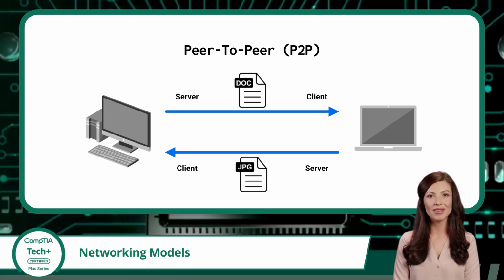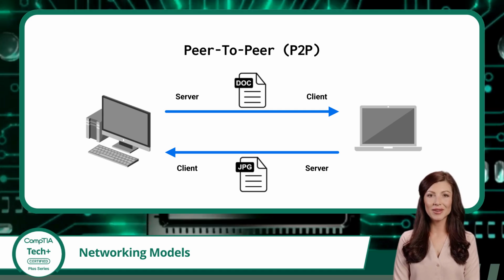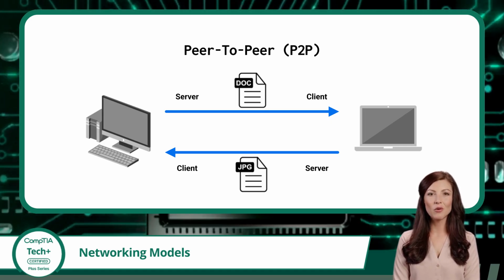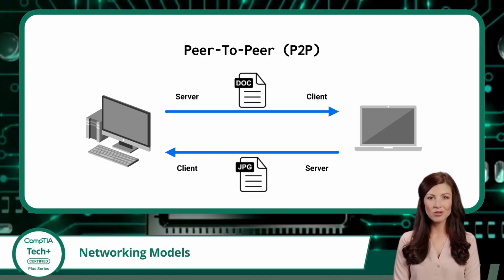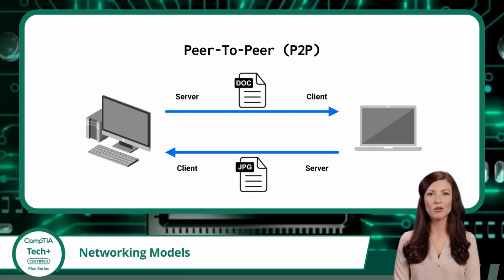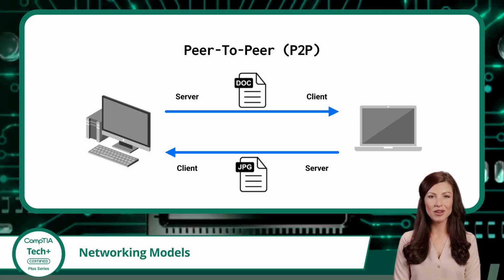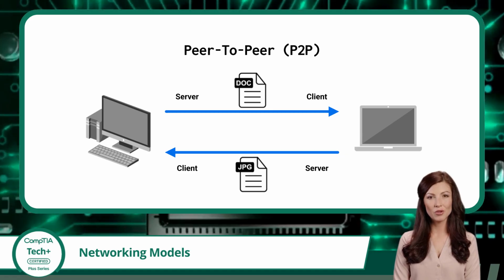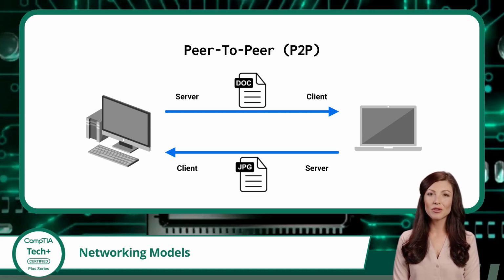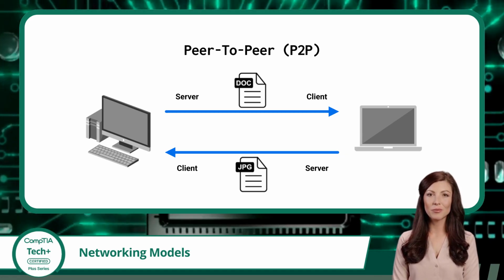It's great for small setups, like a home network or a very small office. For example, one laptop might store a collection of photos. Another device on the same network can connect directly and view or copy those photos. It's simple and easy to set up. But there's a catch. Because there's no central control, it's harder to manage security and updates. That's why peer-to-peer networks are usually best for personal use or environments where trust isn't a big issue.